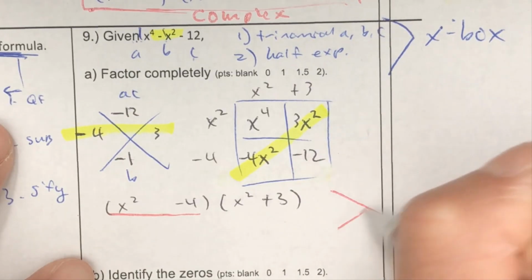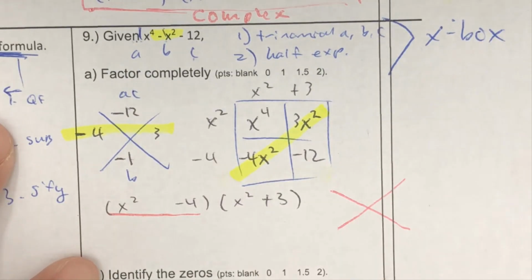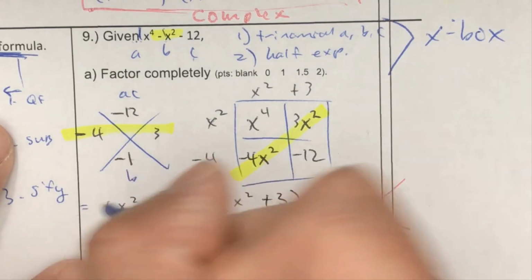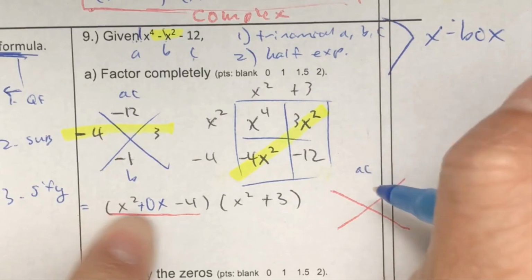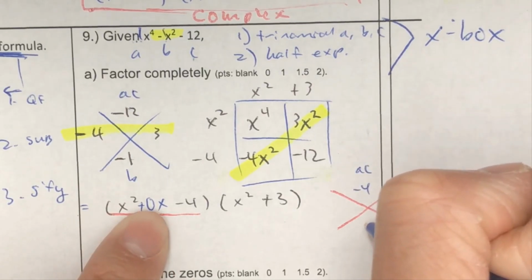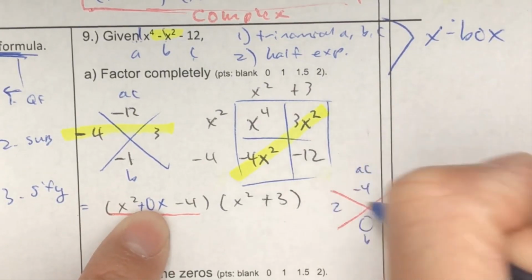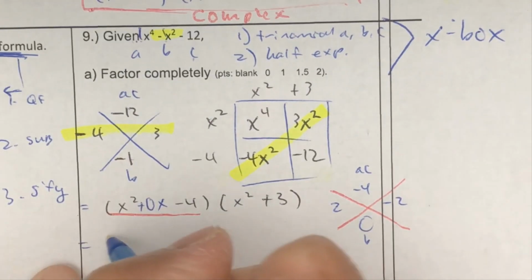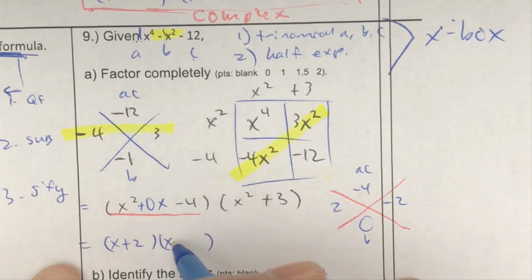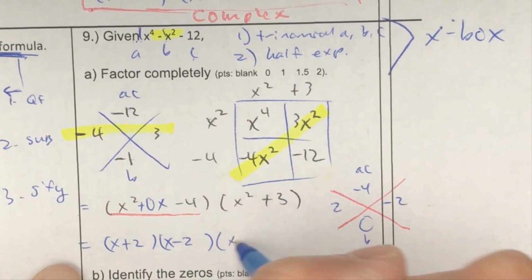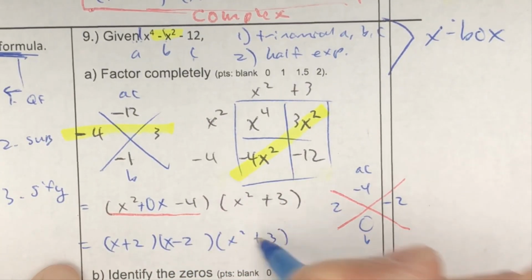And that's why I drew a kind of a big space right there. If you had put a 0x here, you would have gone a times c is -4, your b value is 0, and your two numbers are 2 and -2. So to factor the red, it would be x plus 2, x minus 2. And then this one would just be x squared plus 3.